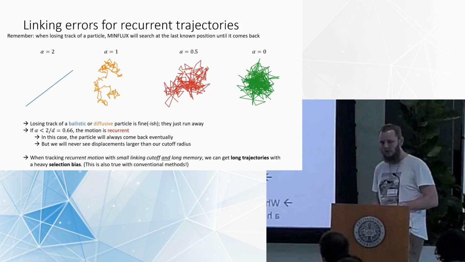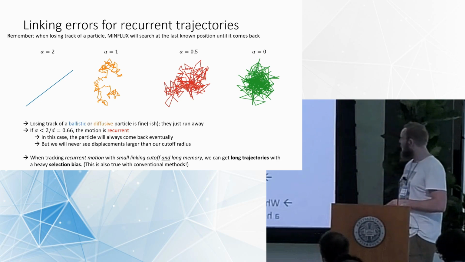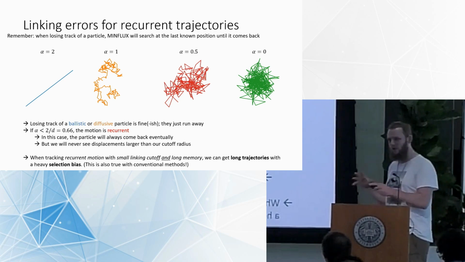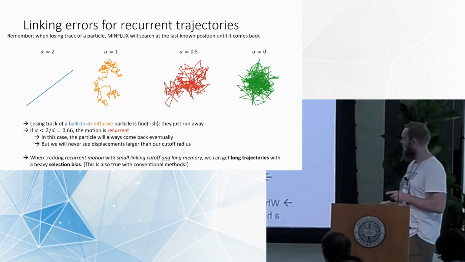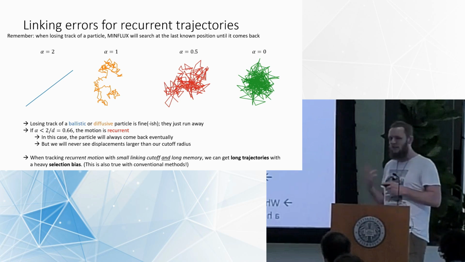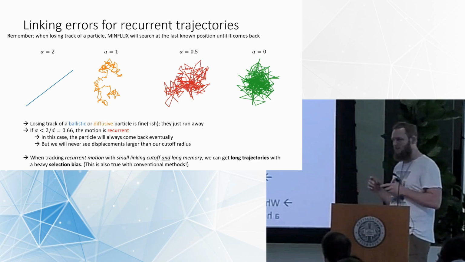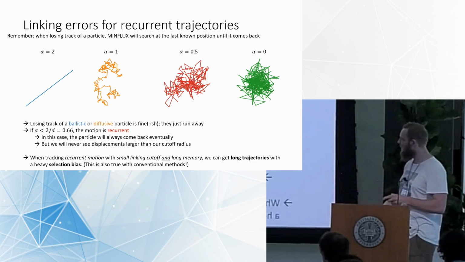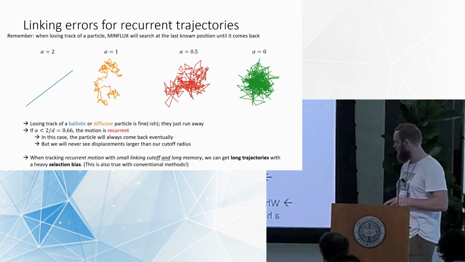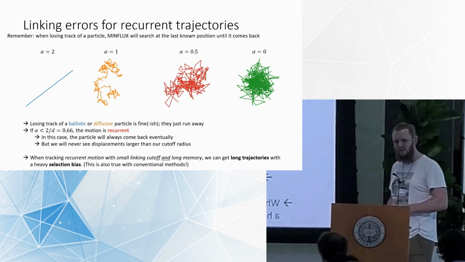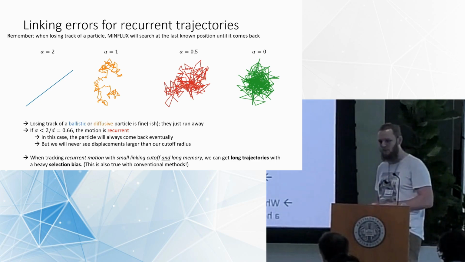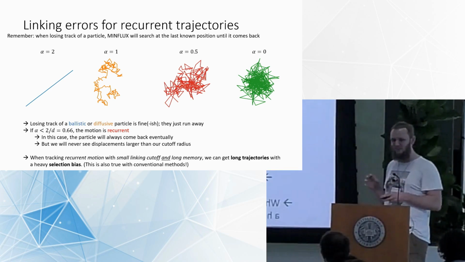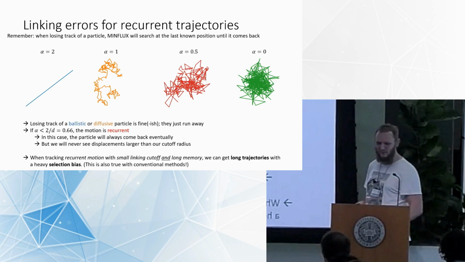And so what this means at the end of the day is that if we're tracking particles that exhibit this recurrent motion, so small exponent in the MSD, and we use a linking algorithm that has a small cutoff and allows for large gaps, sort of has a long memory, then we can get long trajectories out of this that have a heavy selection bias in the steps that they take into account. So this is 3 different conditions that have to come into place and happen to play out in the scenario that we have here.